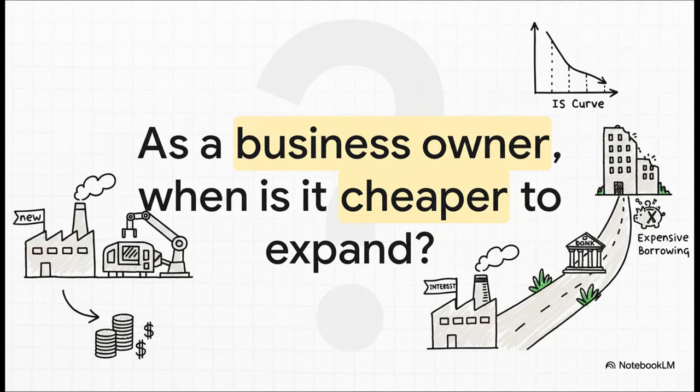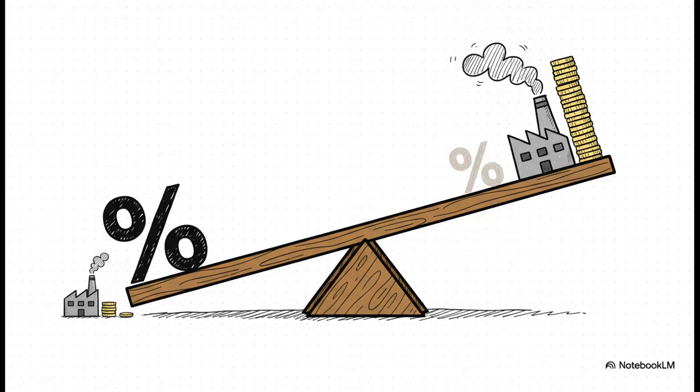Yeah, put yourself in the shoes of a business owner for a second. When would you be more likely to take out a big loan to build a new factory or buy a bunch of new equipment? When borrowing is super expensive? Or when it's cheap? It's a pretty straightforward trade-off, right? When interest rates are high, borrowing is expensive, so fewer of those big, ambitious projects actually make financial sense. Business investment stays low. But when those rates drop, borrowing gets cheap.